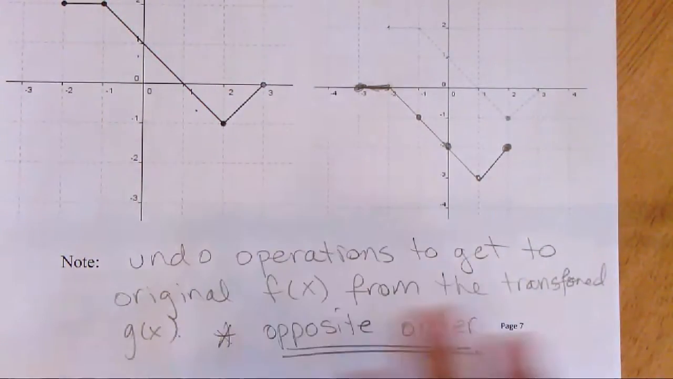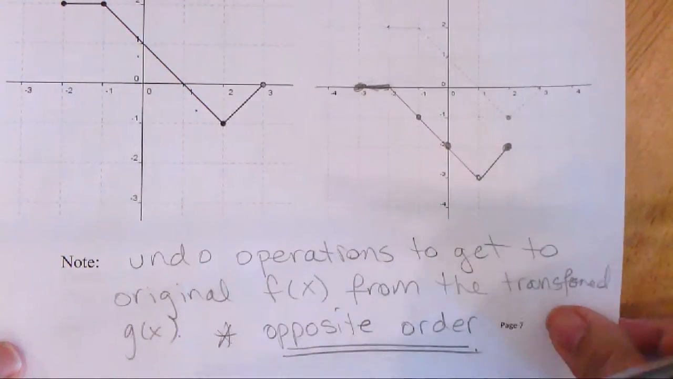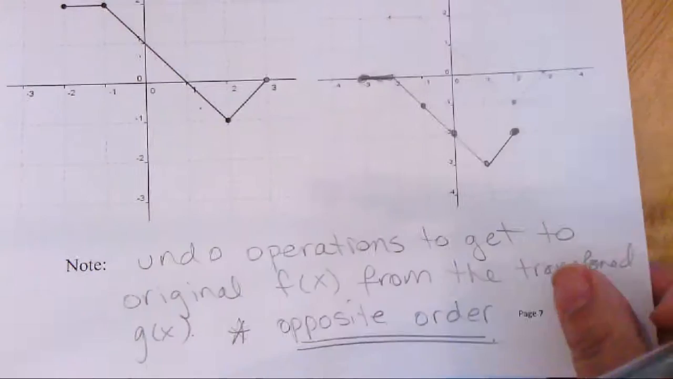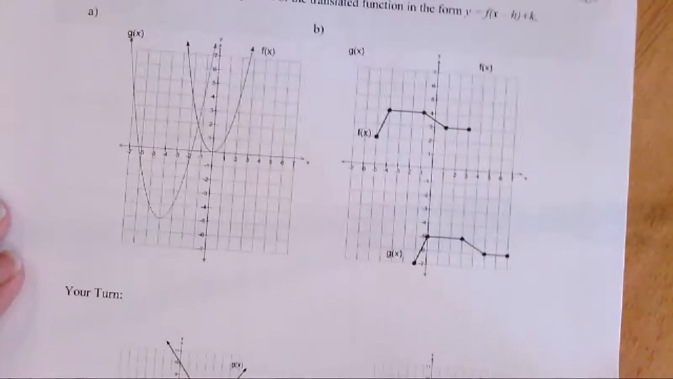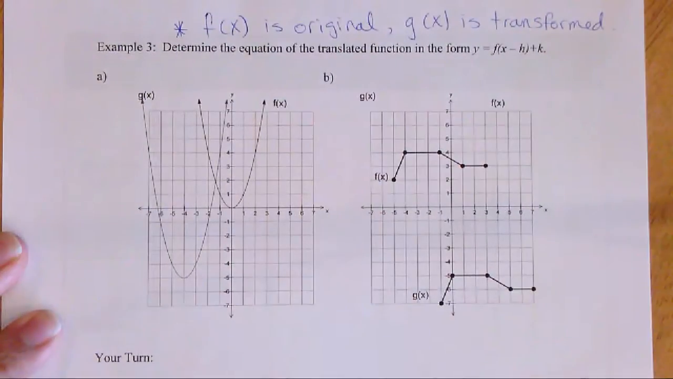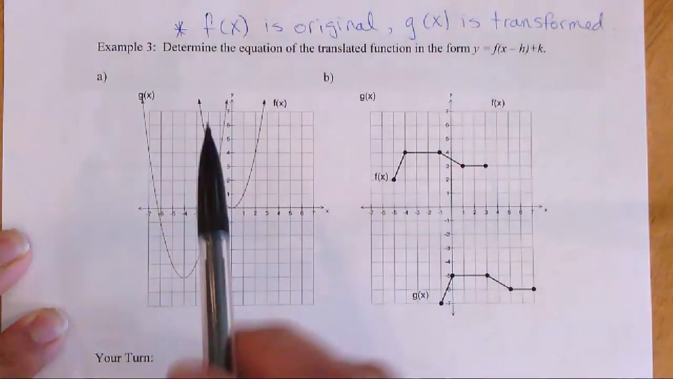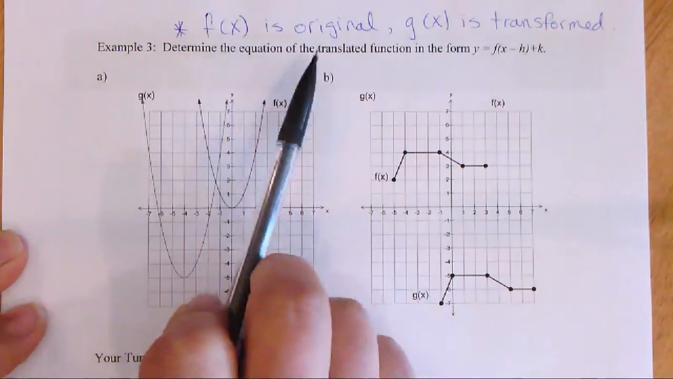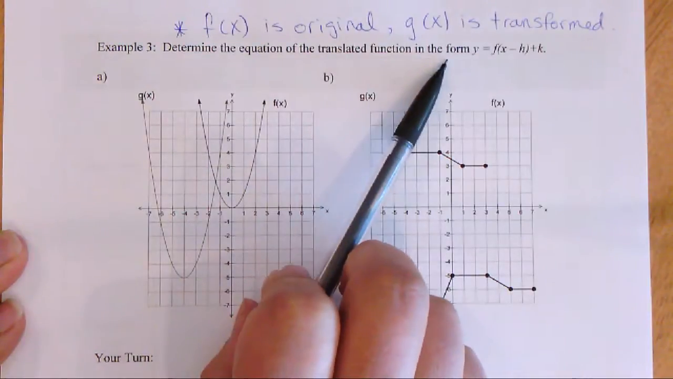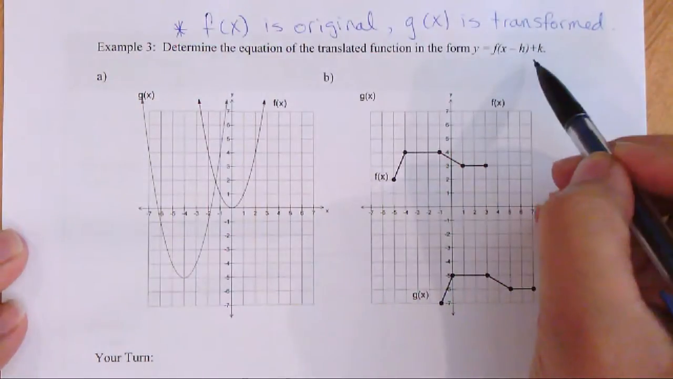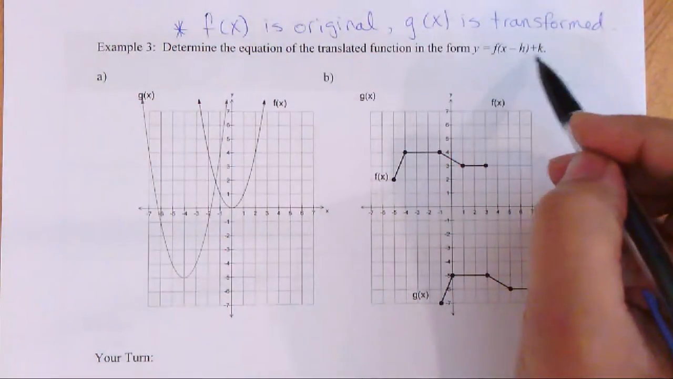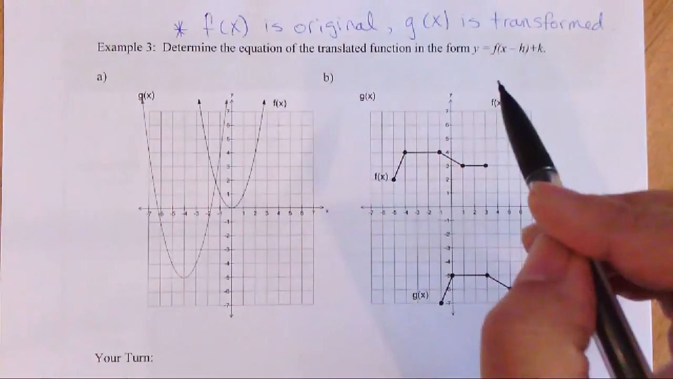All right. Now, there's a bunch of examples on the next page, so let's have a look at them now. Okay. So this question is asking you to determine the equation of the translated function in the form y equals f of x minus h plus k. So just put all the transformations together that we have done so far.